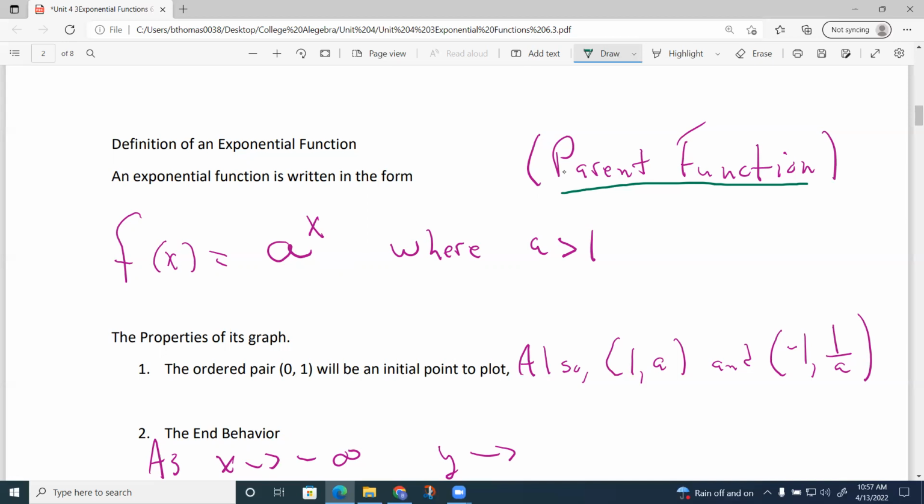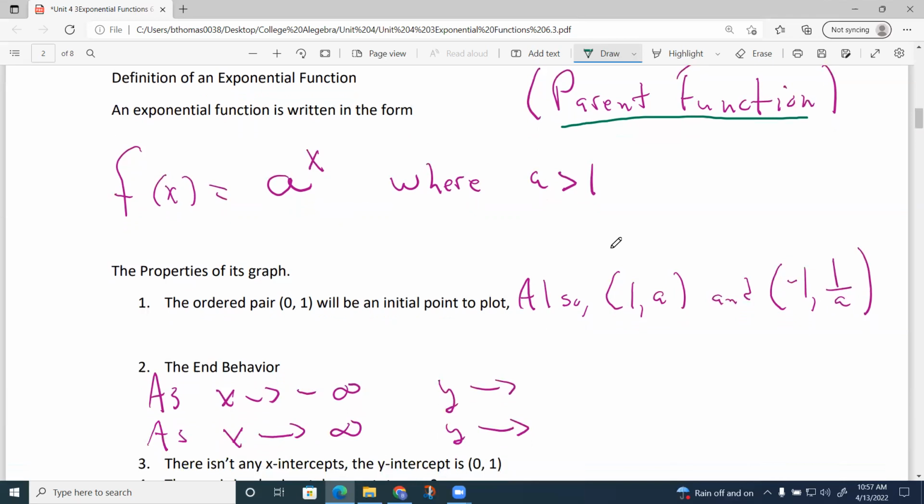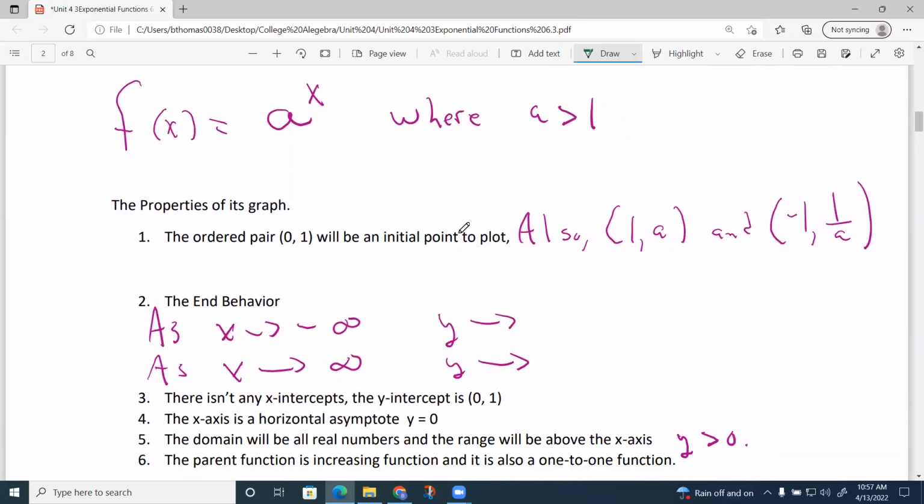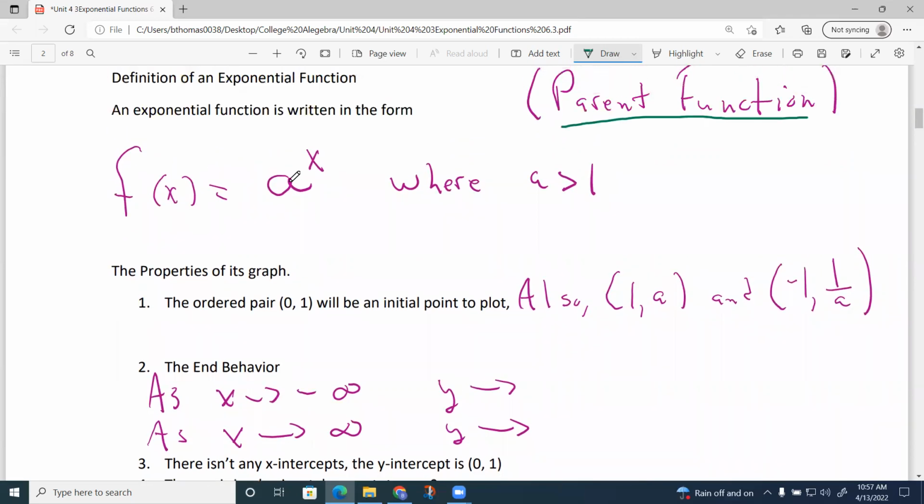So here we're saying a is greater than 1. Most commonly you'll be seeing a as a base 2 or a base 3 or a base 4. We don't use too many other numbers besides that at this point. As we move forward, this again is defined as the exponential function, a to the power of x, where a is going to be some number.